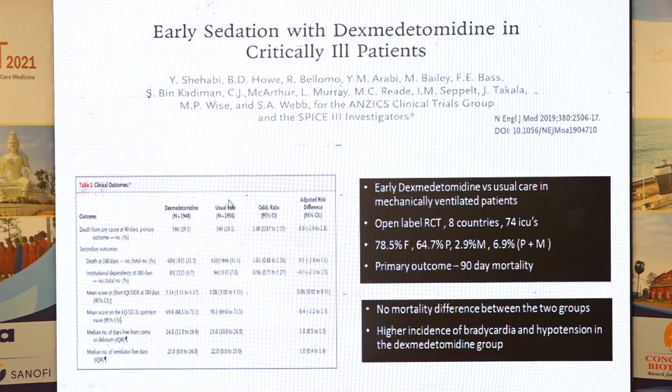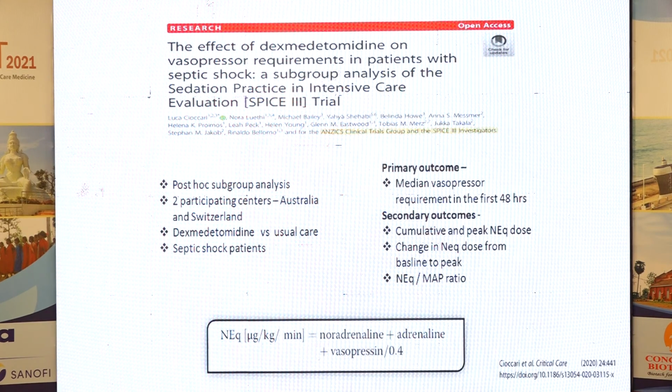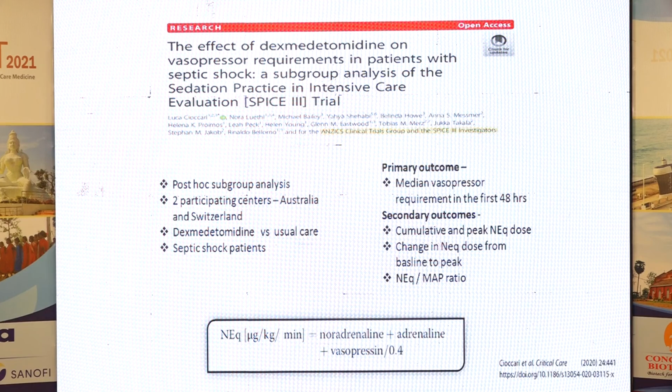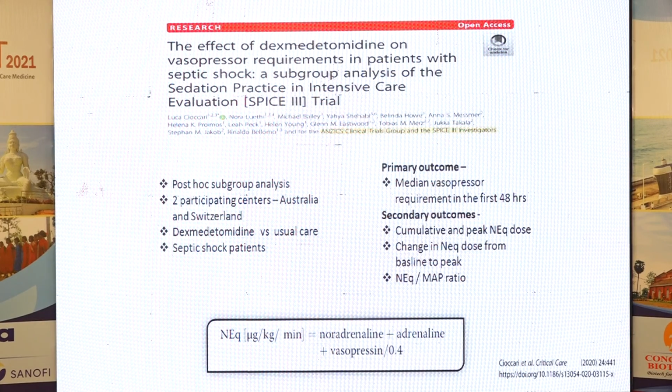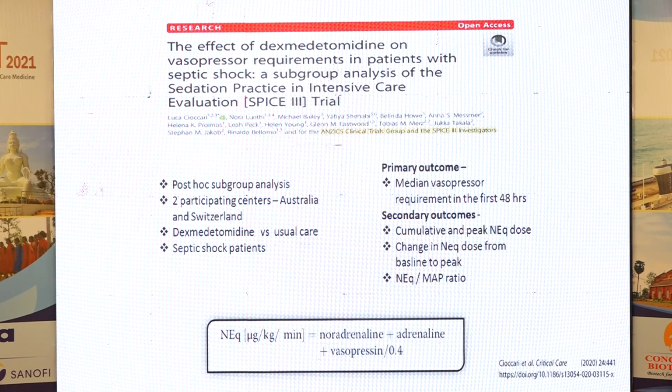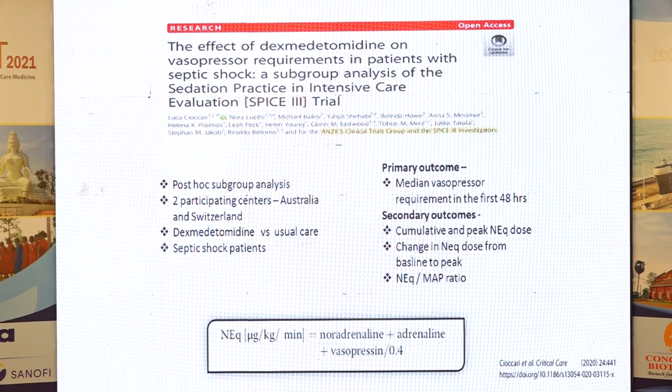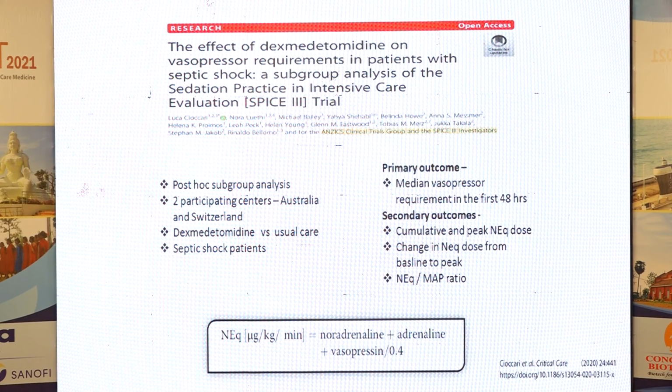And all these patients were put on mechanical ventilation. So the subgroup analysis, what they did was, from the original study, two centers, one from Australia and the other from Switzerland, they tried to choose patients who were in septic shock. And they tried to look at, in these patients with septic shock, when they used dexmedetomidine as a sedative agent, did it make any difference with respect to the use of vasopressors?